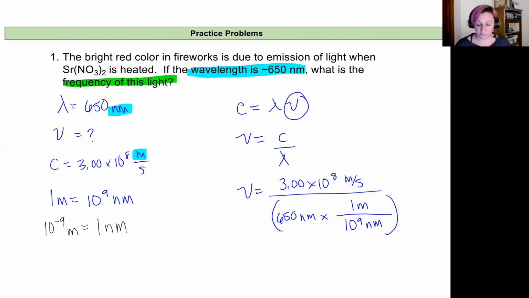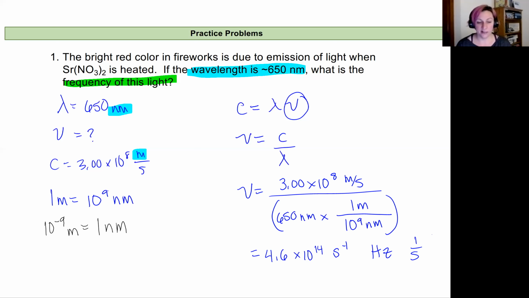All right, so plugging this into an actual calculator will give me a value that is 4.6 times 10 to the 14th. And my units here are 1 over a second, or I can write that as seconds to the negative 1. I could also write that as hertz as well, or I could write that as 1 over a second.